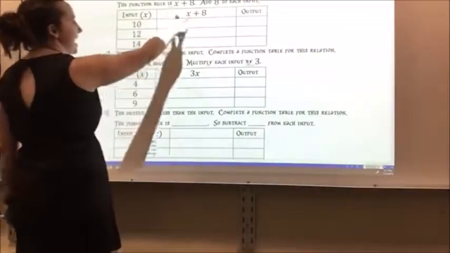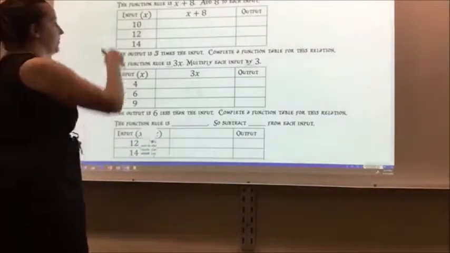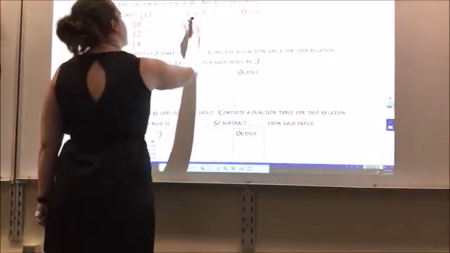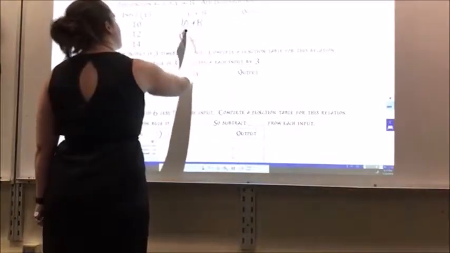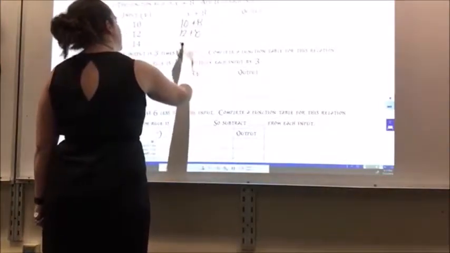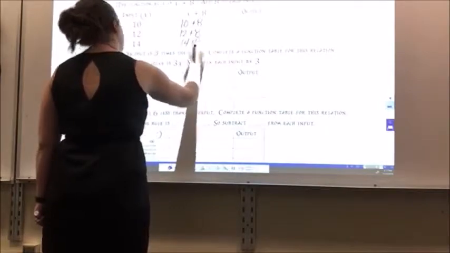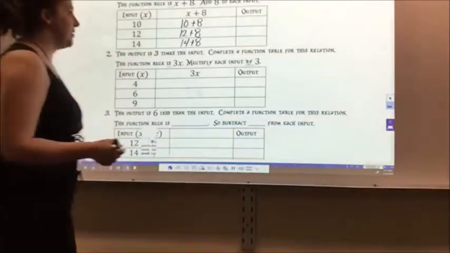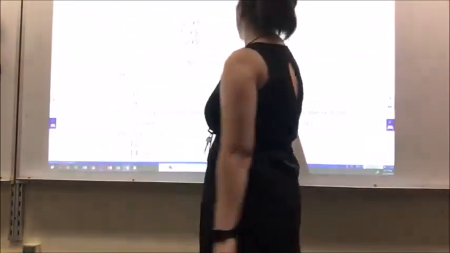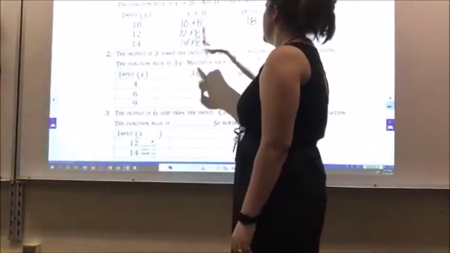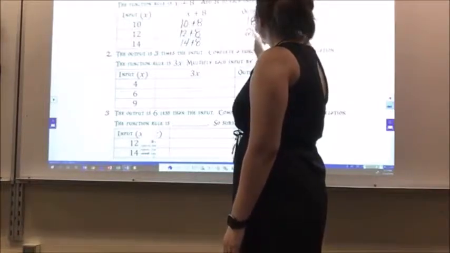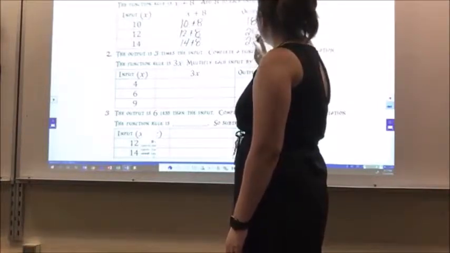So for every x value, I'm going to substitute in for the values I have in my input column. So I have 10 plus 8, 12 plus 8, and 14 plus 8. Okay? When I add these together, 10 plus 8 is my output, so it's 18. 12 plus 8 gives me 20, and 14 plus 8 gives me 22.